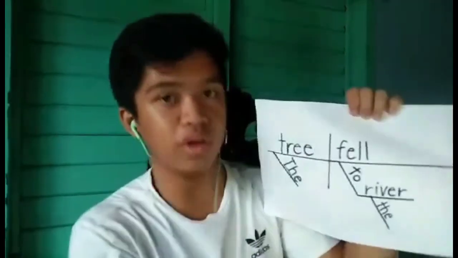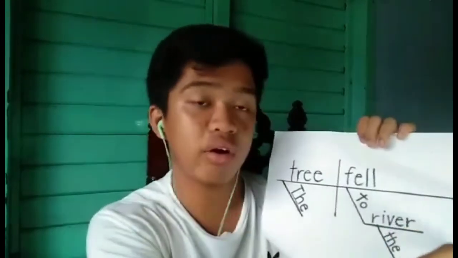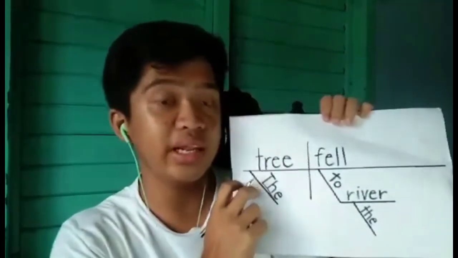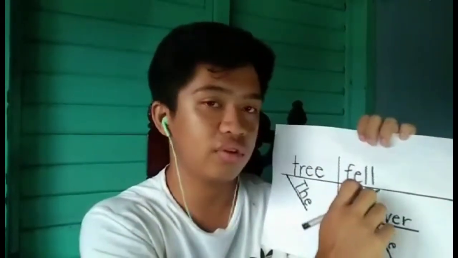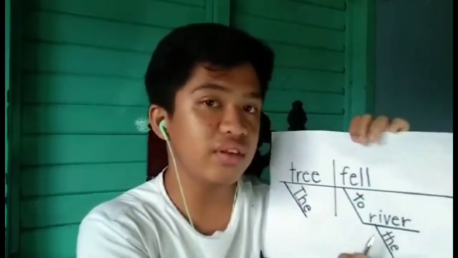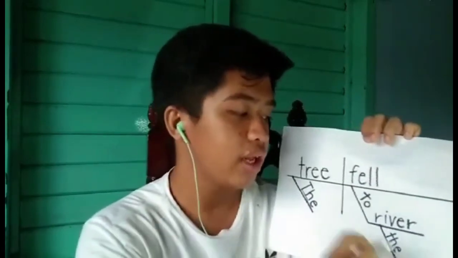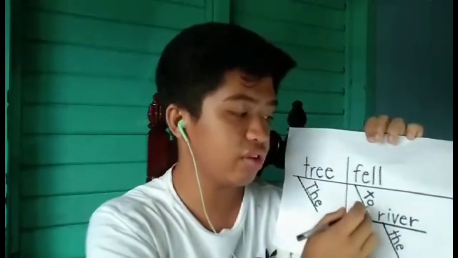Then, just like in this example, the tree fell to the river. So the first thing that we will do in diagramming a sentence is to draw a horizontal and vertical line. Then here we will write the subject, and the subject is tree, and here we will write the verb, and the verb of this sentence is fell. And since the verb is the one that is being modified here in the sentence, we will write the prepositional phrase below the verb, and the prepositional phrase is to the river.